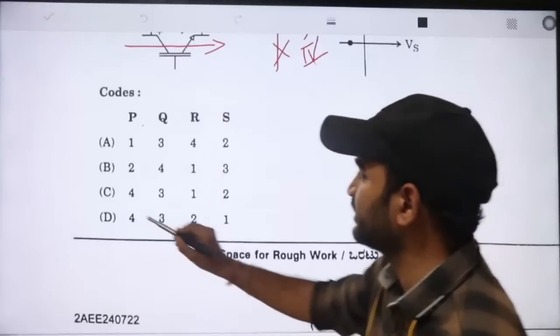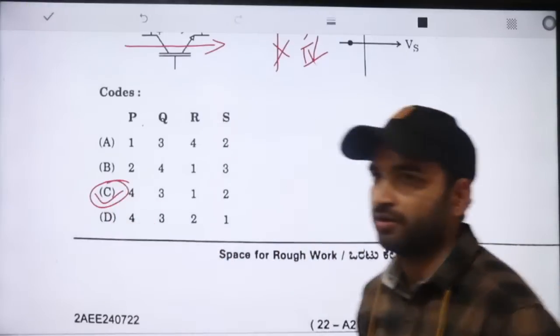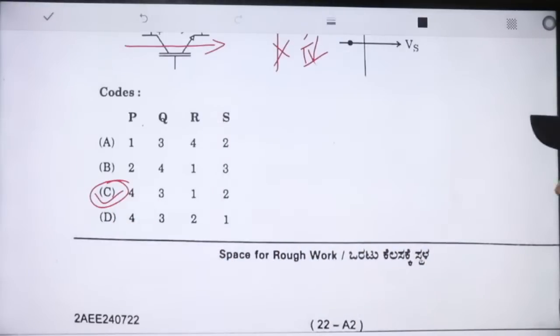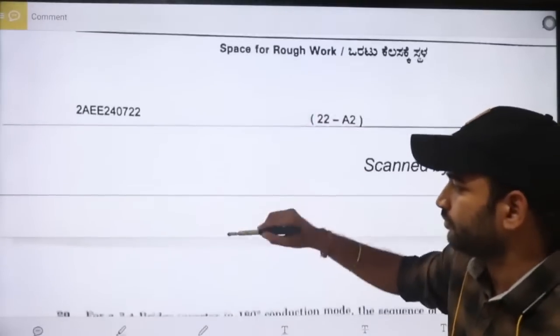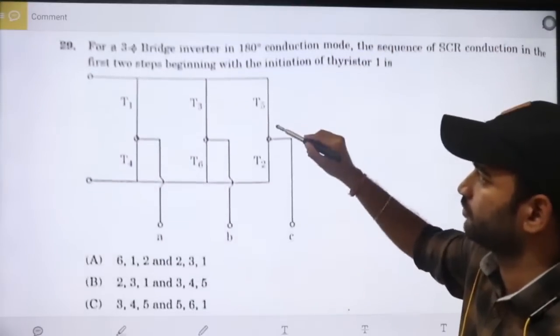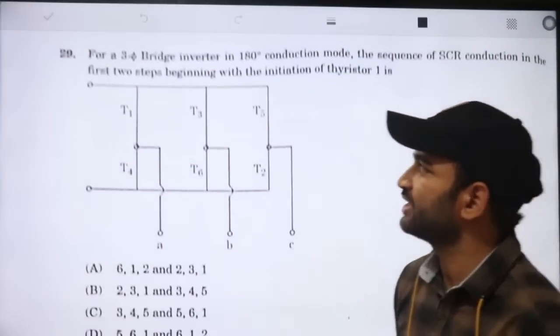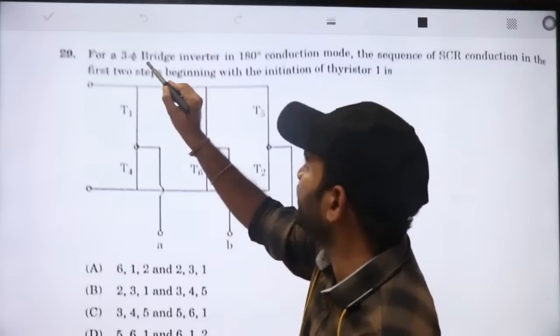So the answer is C for the 28th question. Next one, 29th question. See here, three-phase bridge inverters are given.